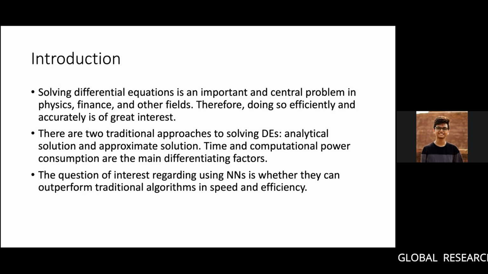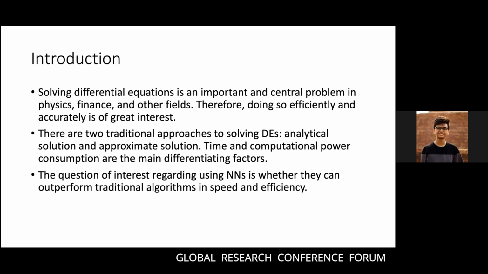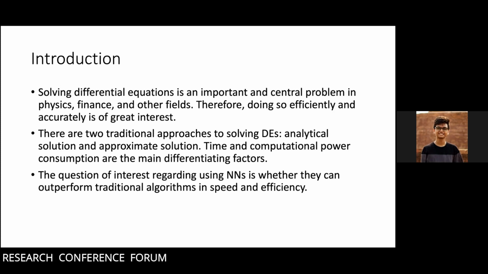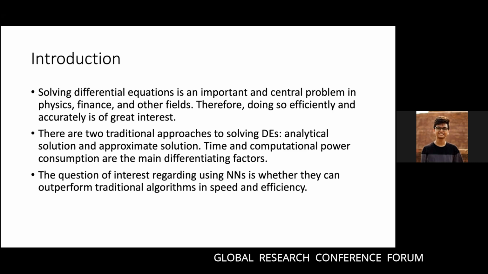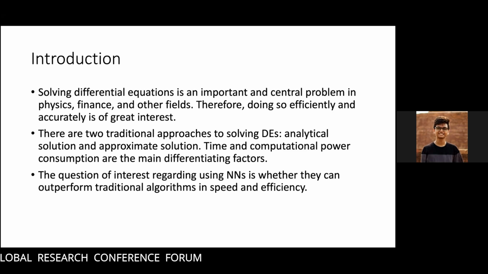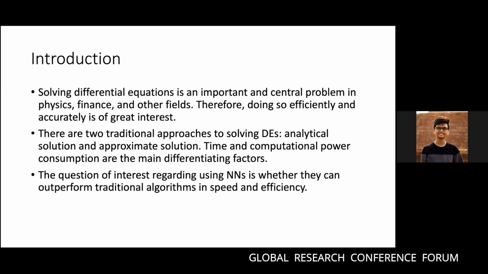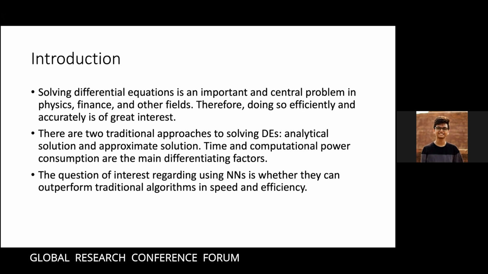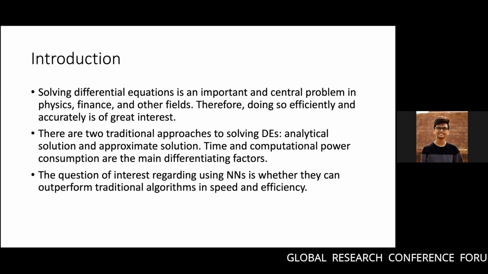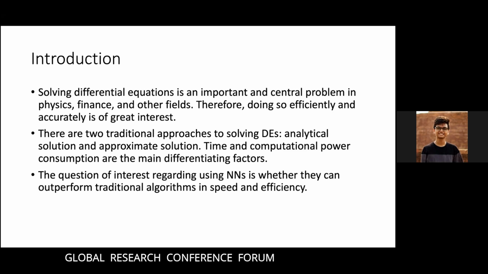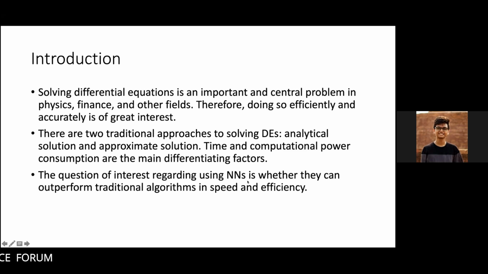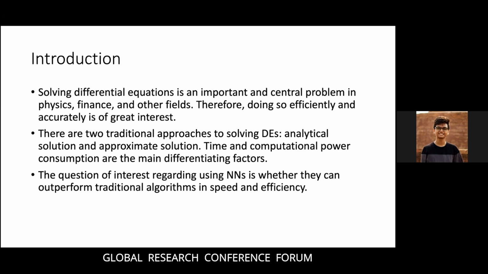Basically, the only difference between them is the time and the computational power consumption of each algorithm. For example, the analytical solution is very hard to code and to get an exact solution. But numerical methods are very iterative, with a very small change on each level, but then the number of iterations will change. That is pretty much the two traditional approaches to solving, or rather approximating, partial differential equations. But the question that I'm trying to find in this paper is regarding using neural networks and their efficiency to outperform traditional algorithms.